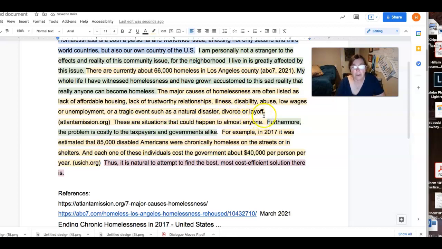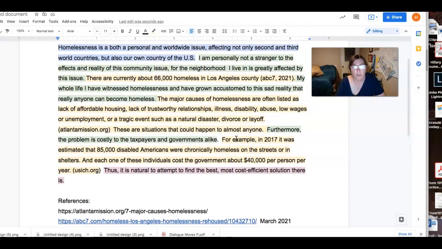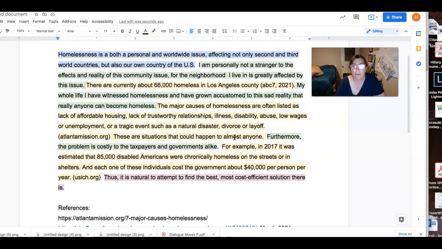Then the next part that the author wrote was development and example. Now there's just one thing that's missing, which is, remember the idea of the connecting terms, the terms that are in the topic sentence that need to connect to ideas in the body of the paragraph. There are quite a few terms in the topic sentence. The fact that it's a personal issue, a worldwide issue, that it affects not only second and third world countries, but also the US. So we've got the personal issue right here.